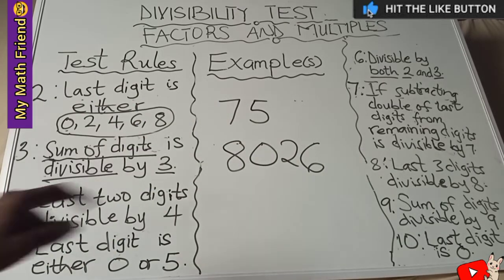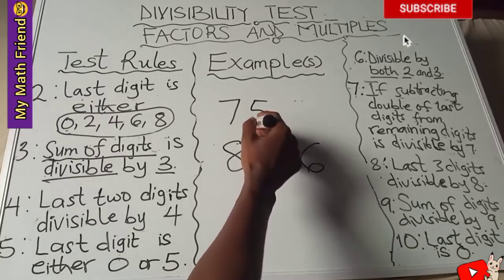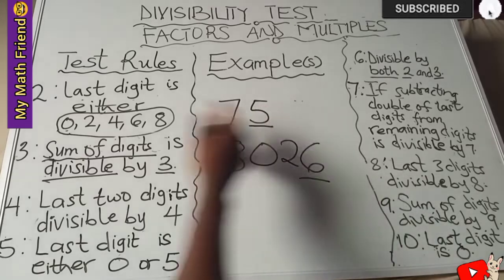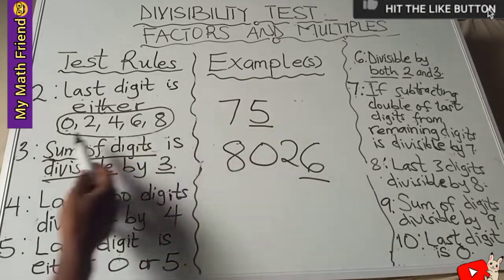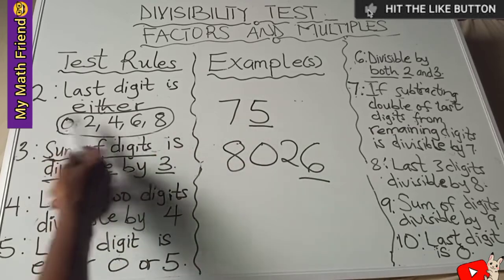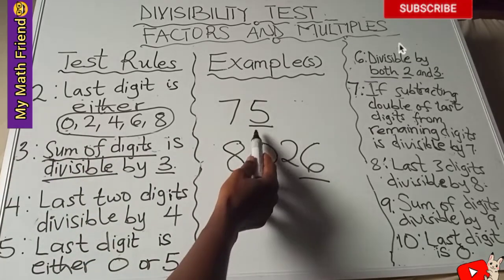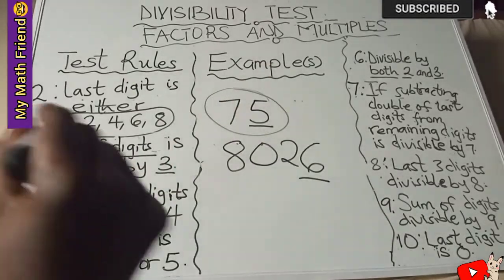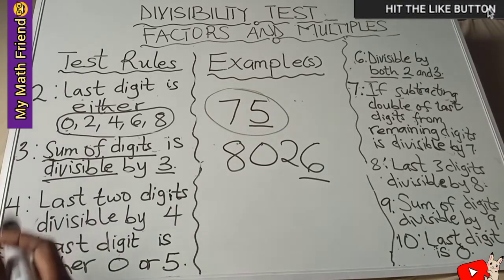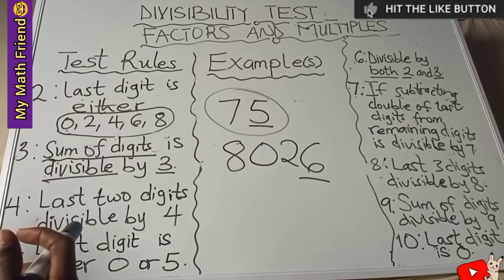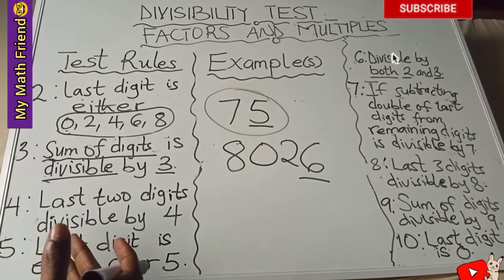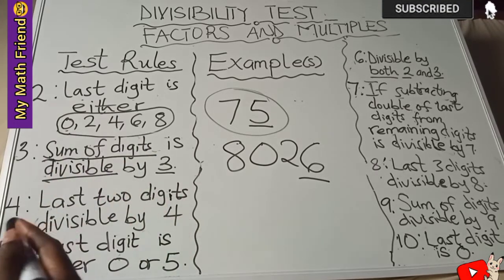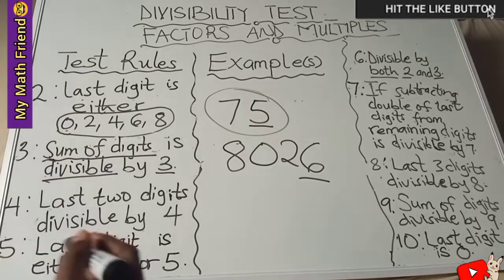What is the last digit in the first number, 75? The last digit is 5, starting from the right, moving this way. And the last digit over here is 6. So let's compare. Does 5 fall in this range? Is 5 0, 2, 4, 6, or 8? Do you see it here? No. Because the last digit is not a 0, 2, 4, 6, or 8, then we say that 75 is not divisible by 2, or it's not a multiple of 2. The other way around, you can say that 2 is not a factor of 75.